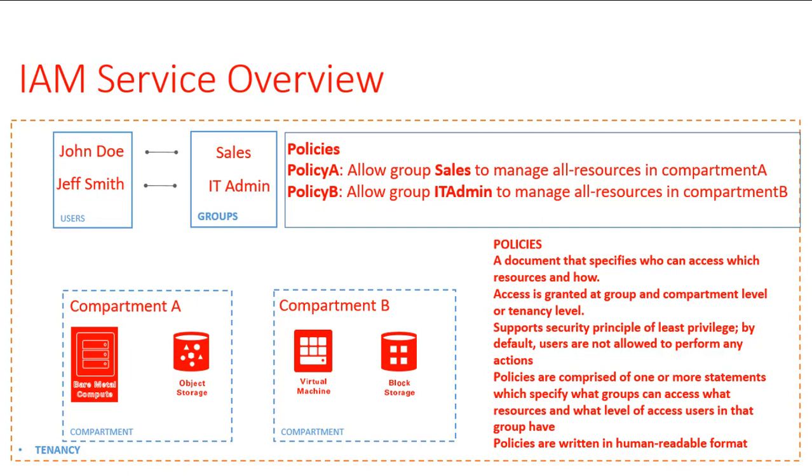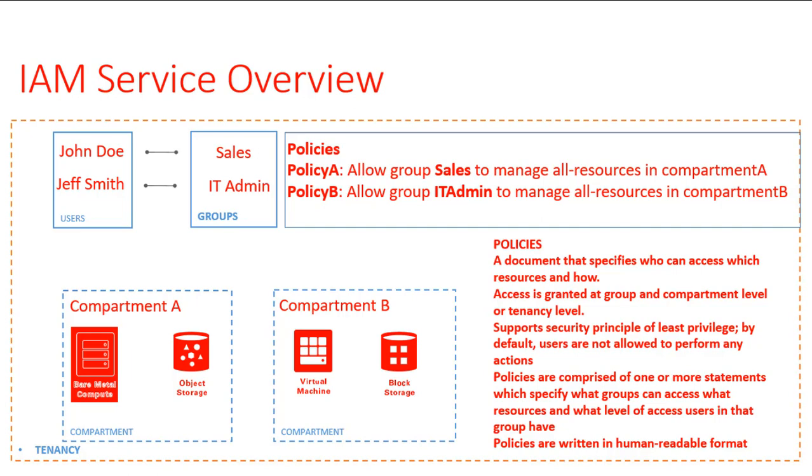Now let's look at the definition of a policy. A document that specifies who can access which resource and how. We saw that in the text just above. Access is granted at the group and compartment level or the tenancy level. So if you have access at the tenancy level, you will have access to all the resources within that tenancy. So you have to be very careful where you are giving access to a certain group of users.